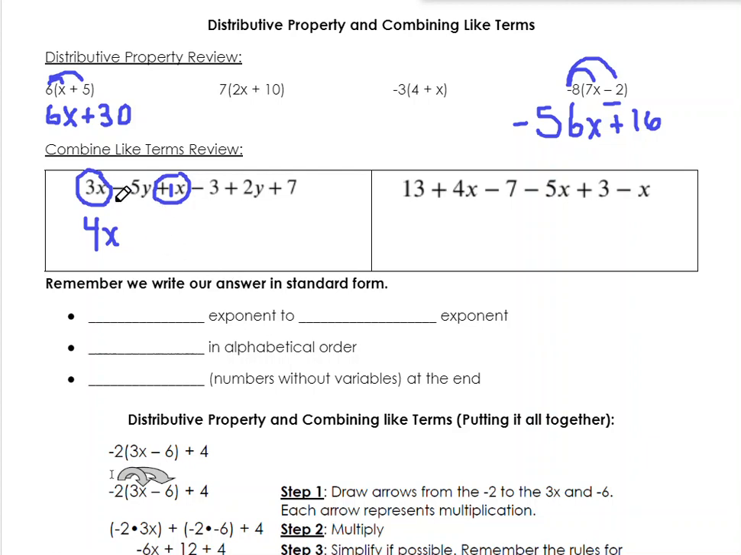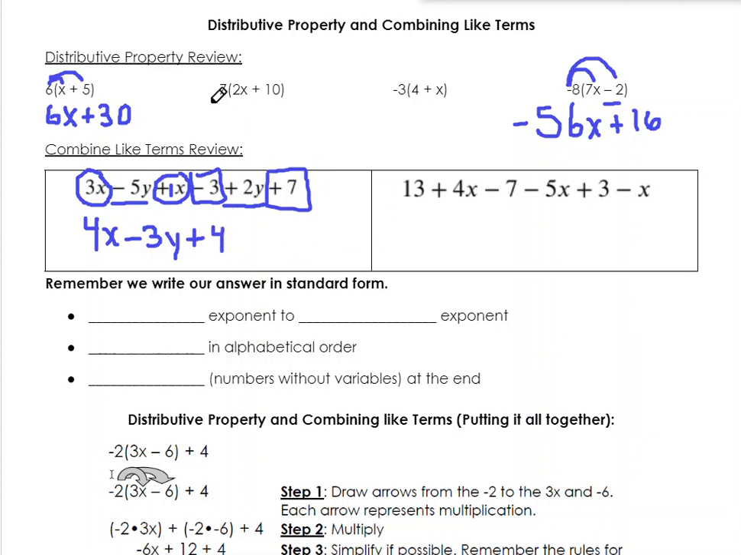All right, so now I can do my next terms. Let's see, I have y's. Negative 5y. What other y's do I have? I got a plus 2y. Negative 5y plus 2y would give me negative 3, so I'd write minus 3y. All right, and now what else do I have? Well, I have a negative 3, and I have a plus 7. Those are just constants, they're numbers. I can add those together. Negative 3 plus 7 gives me a positive 4. So I'm going to write a plus 4.